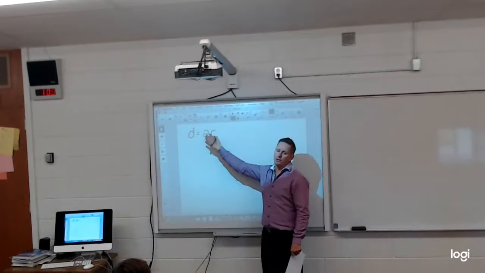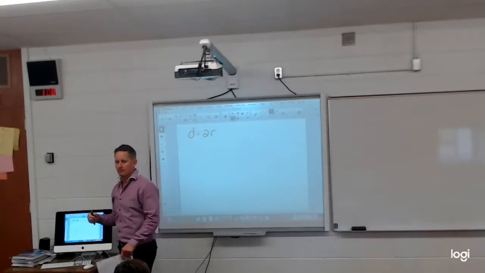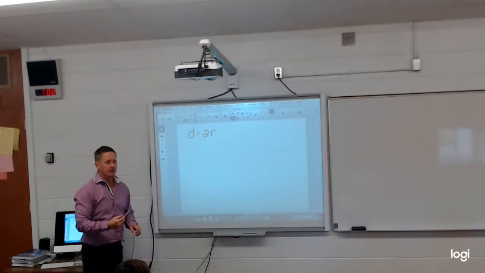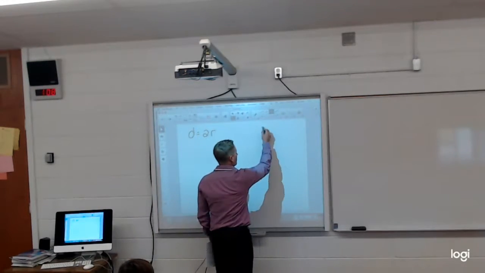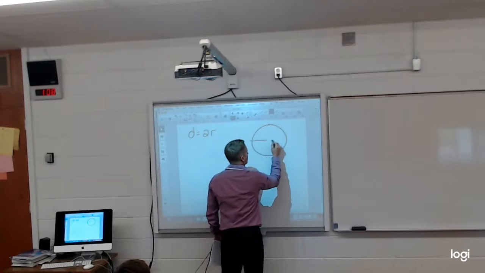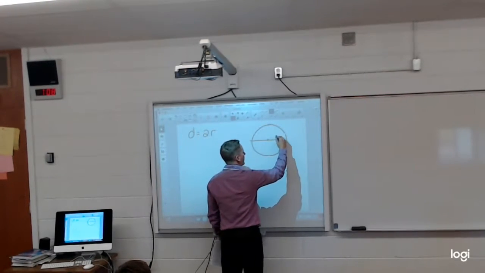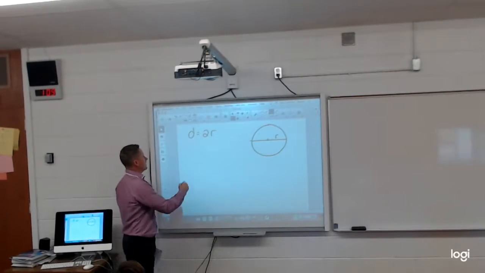D equals 2R. What do the symbols represent in this equation? Diameter and then maybe your radius. So is the diameter twice the amount of the radius? Yes, it is. What we know from a circle is all the way across the circle is the diameter, agreed? And half of that distance is your radius. So that's exactly what this question states.